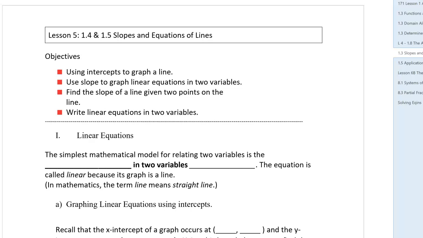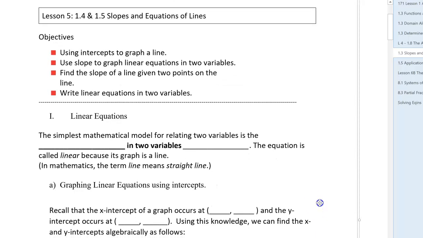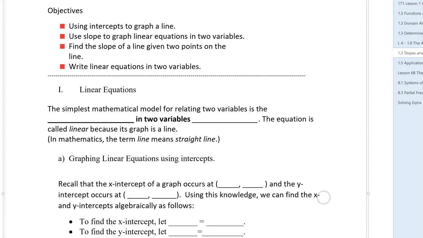So far this semester, we've been talking in general about characteristics of functions, specifically their domain and range. But this week, we're going to focus on the most simple function, which is the linear function. So linear equations is the simplest mathematical model for relating two variables.